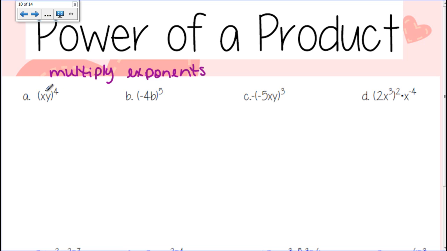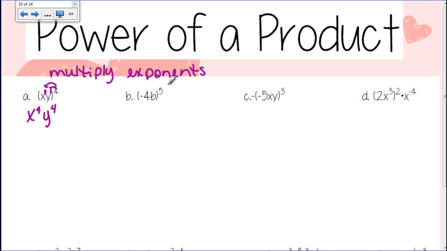This x has an exponent of 1 and this y has an exponent of 1. They're not written, we don't write them down, just like we don't put the 1 in front of the number, we also don't write it as an exponent. But I can still multiply by distributing my exponent. I have to distribute the 4 to this one, and I have to distribute it to this one. So this becomes x to the 4th, y to the 4th. I just multiplied and distributed that way.